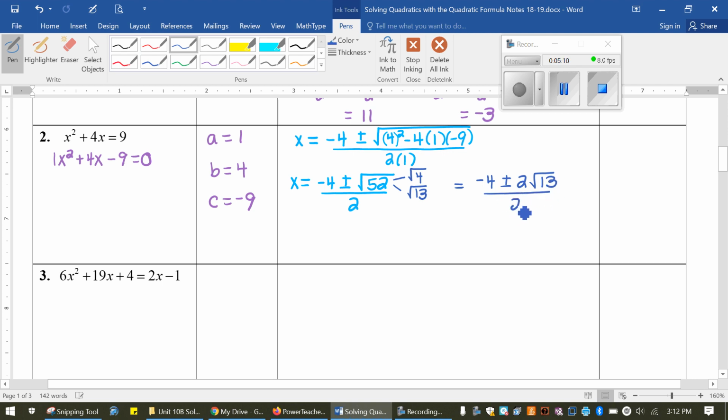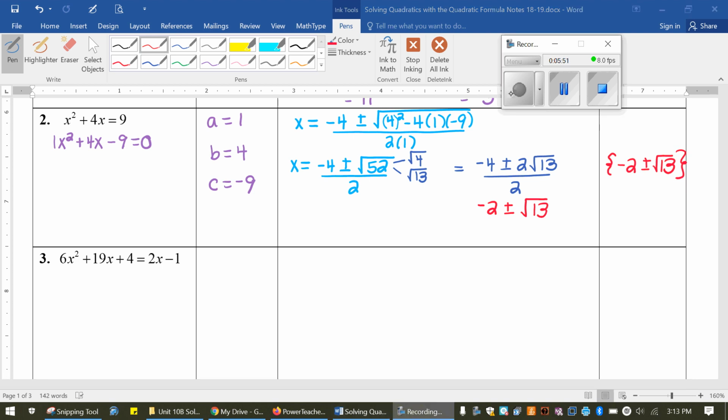all over 2. Okay, so a little bit different than number 1 because we don't come out with nice whole numbers, but we can still simplify this because 2 can divide both 4 and 2. So you can only divide by 2 if it can go into each of the terms in the numerator. Okay, so 2 has to divide the negative 4, which is a negative 2, plus or minus 2 over 2 is a 1 in front of the square root of 13. And then we leave this alone. You don't have to write it as 2 separate answers. It's negative 2 plus or minus the square root of 13.